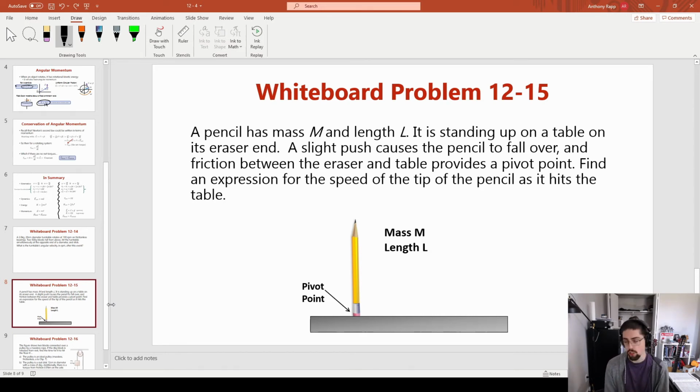There's no collision. If there's a collision, then conservation of angular momentum is a lot better to use. But in this case, no collision. So I'm going to say energy might be a better way to go. That's what I would probably recommend. But go ahead and work on this.